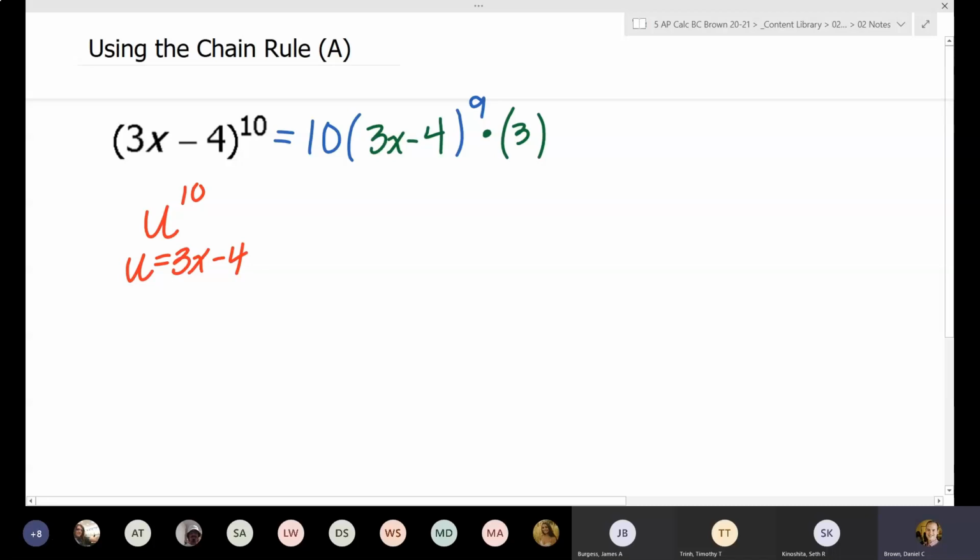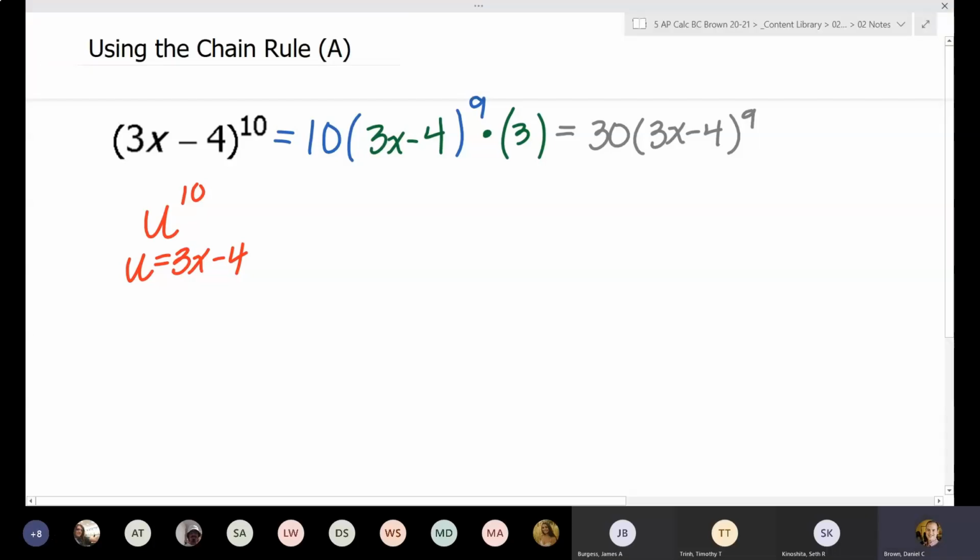The derivative of 3x is 3. 4 is a constant, so it goes away. If I'm simplifying this, please don't distribute exponents across parentheses. Also don't distribute numbers across parentheses when there's an exponent there. So really the only way to simplify this is going to be 30(3x minus 4) to the 9th. Questions on that one?